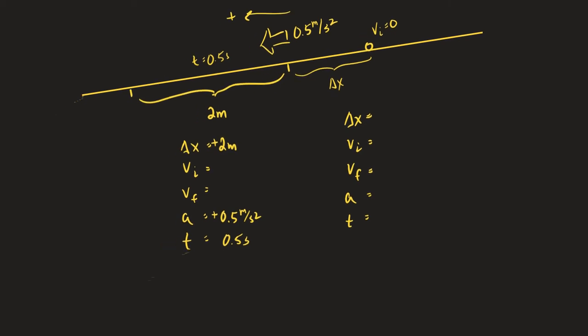All right, so next I am going to look at the other portion of the problem and notice that I have an initial velocity here that is 0. And it also has the same acceleration, 0.5 meters per second squared, because it's on the same incline, and it too is positive. But that's the limit of the information that I have.